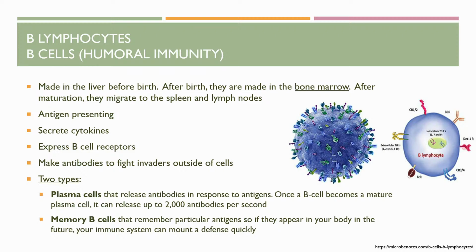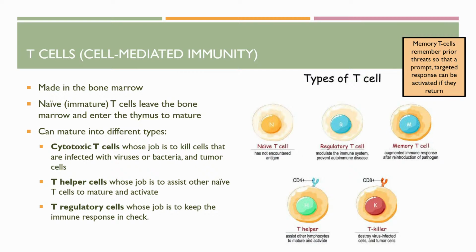So B cells after birth are made in the bone marrow while they're maturing, and that's why they're called B cells. T cells are made in the bone marrow as well, but when they're immature and trying to mature, they leave the bone marrow and enter the thymus, and that's why they're called T cells. T cells, like I've mentioned, can mature into different types. They can mature into cytotoxic T cells, and their job is to kill, hence the word cytotoxic. Their job is to kill cells that are infected with the virus or bacteria, or cancer cells.